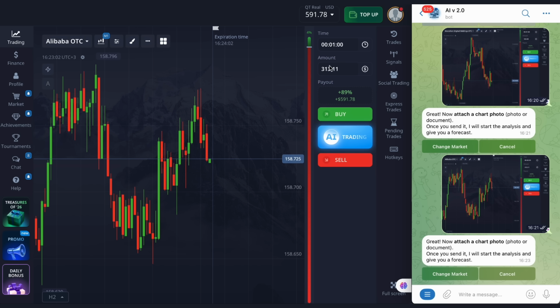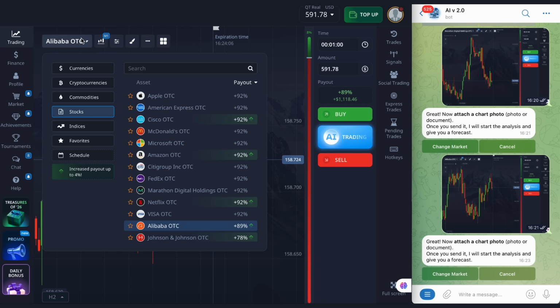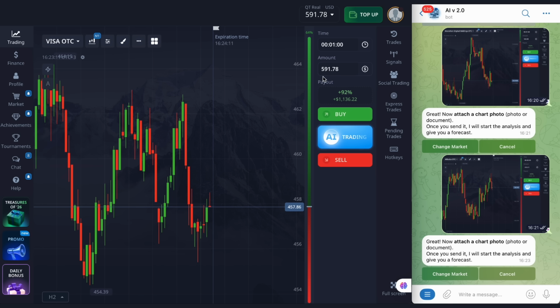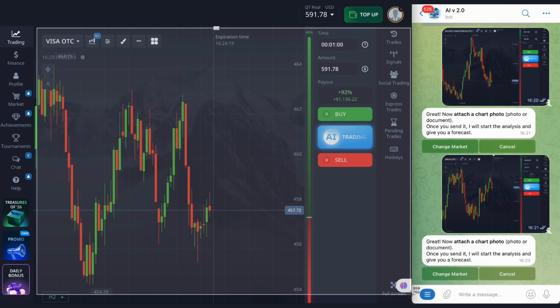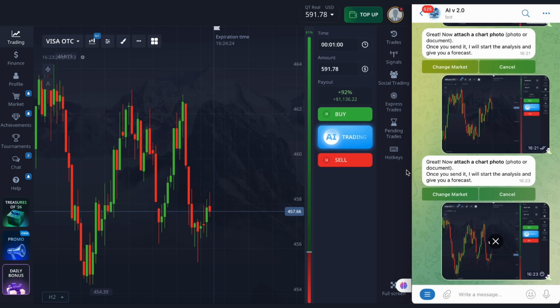Let's go ahead and hit the market with our next trade, which is possibly gonna be our last trade for this session. And that is gonna be on Visa OTC, $591 on the line, ladies and gentlemen. This is gonna be our last trade for this session. Let's go ahead and take a nice screenshot of our chart and attach it to our AI screener. We're gonna hold on and see how this is gonna turn out to be, ladies and gentlemen.